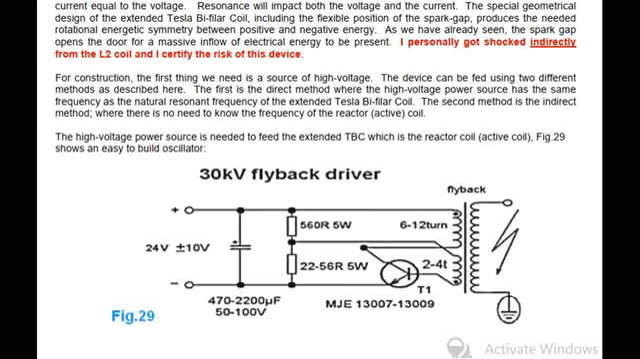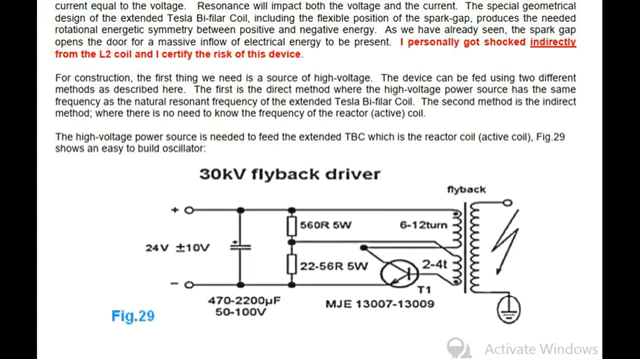For construction, the first thing we need is a source of high voltage. The device can be fed using two different methods as described here. The first is the direct method, where the high voltage power source has the same frequency as the natural resonant frequency of the extended Tesla bifilar coil. The second method is the indirect method, where there is no need to know the frequency of the reactor, active, coil. The high voltage power source is needed to feed the extended TBC, which is the reactor coil, active coil.